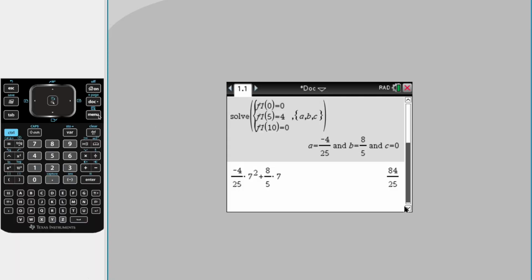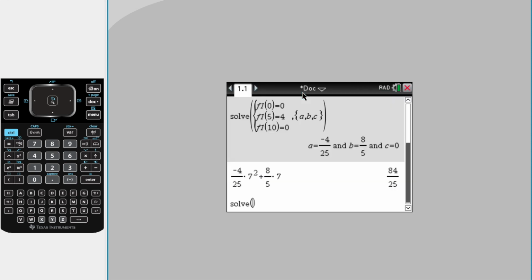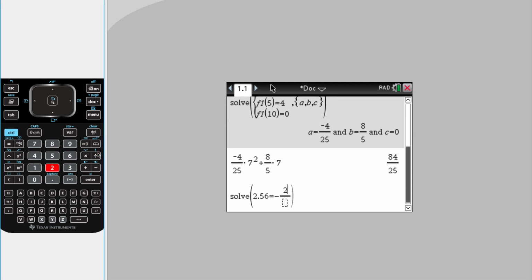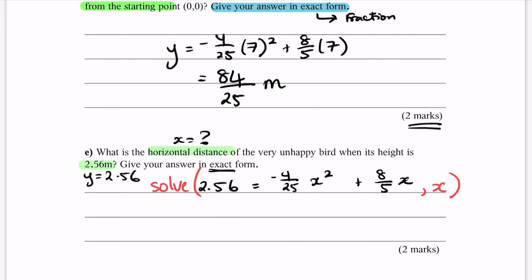So back to our calculator, menu 3.1. That's one of the most important things you need to know. Menu 3.1. And I'm going to go ahead and type this in. So 5, 6 equals negative 25. Ooh, I might just use fractions so I don't make a mistake. Negative 4 on 25 x squared plus 8 on 5 x, comma, x. All right, so it tells me that x is 2 or x is 8.